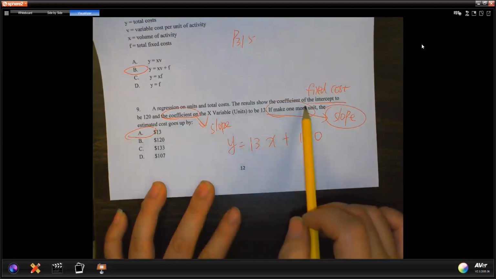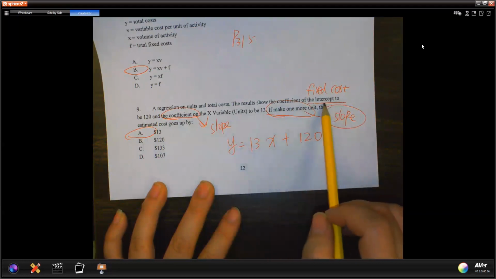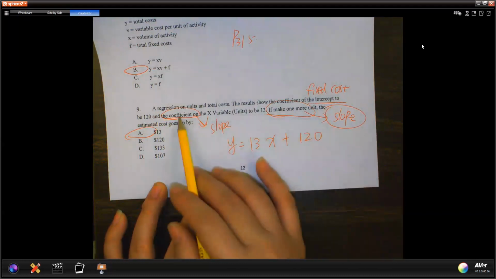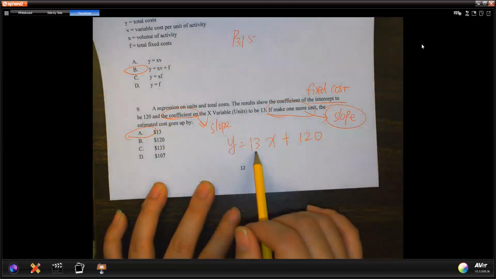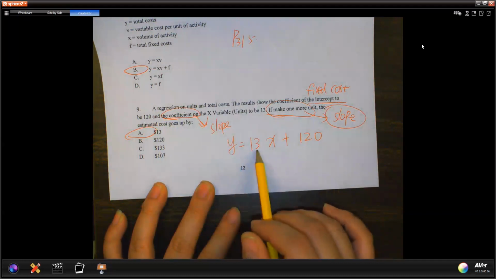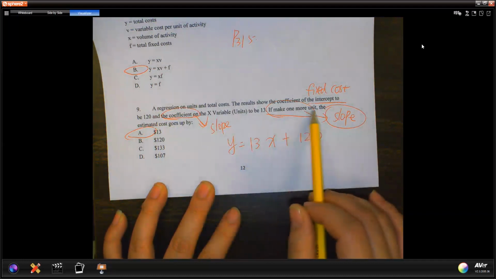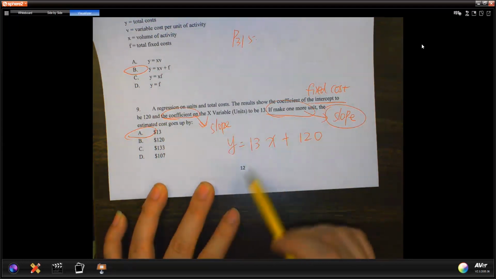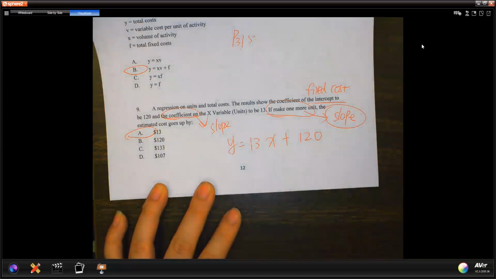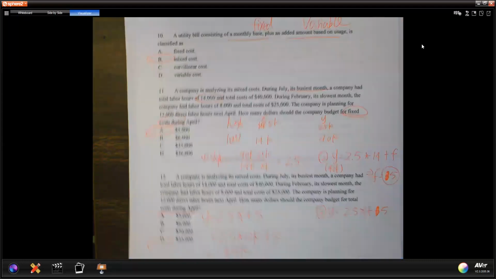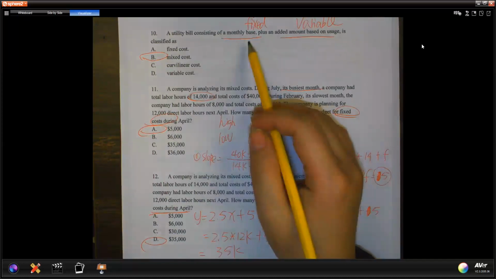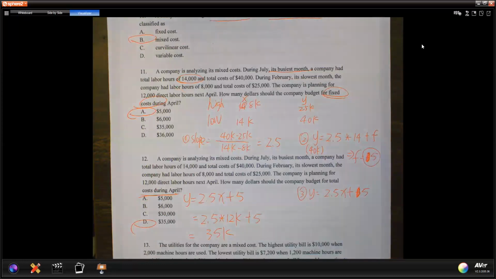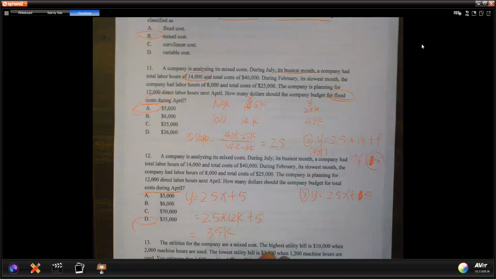Next one says the coefficient on the intercept is 120. The intercept is your fixed cost. The coefficient on x will be the slope, which is 13. So y equals 13x plus 120. One more unit increases cost by your slope, which is $13. Next one, question 10: you have a monthly base and also variable cost, so that will be the mixed cost.